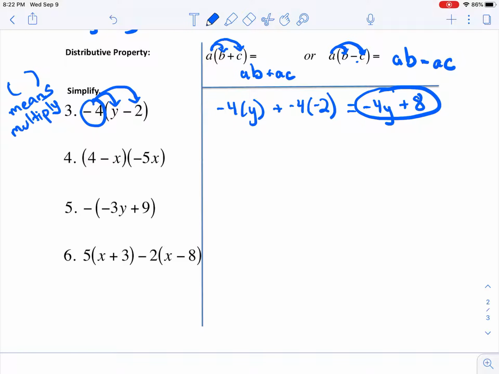Number 4. These parentheses look funny, don't they? 4 minus x is listed first, and then there's this -5x off to the side. Well, we can switch the order. Remember, when multiplying, it doesn't matter the order you multiply, like 4 times 5 is 20, and so is 5 times 4. And so we can switch this order and put -5x first, and then 4 minus x. And now we could distribute.